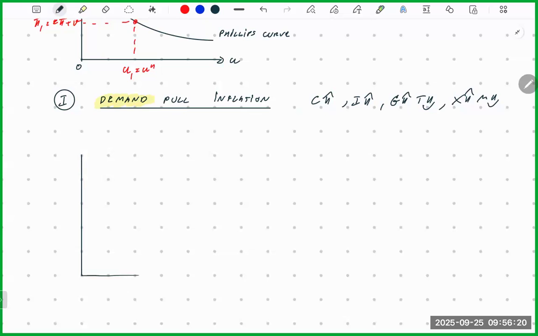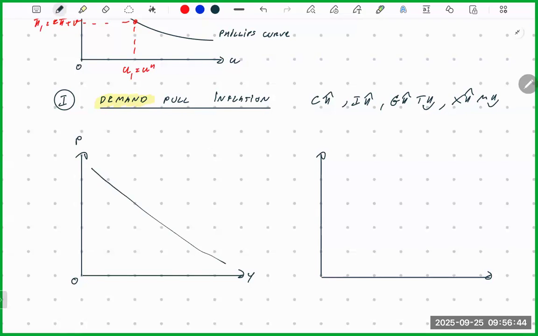Let me draw the graph. One on the left, and the other one on the right. On the left, we have Y on horizontal, P on vertical. So we're going to have aggregate demand for the whole country, aggregate supply for the whole country. Equilibrium point, let's say E1, GDP Y1, the price level P1. This is the starting point.